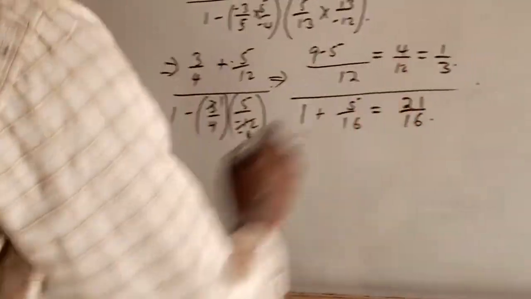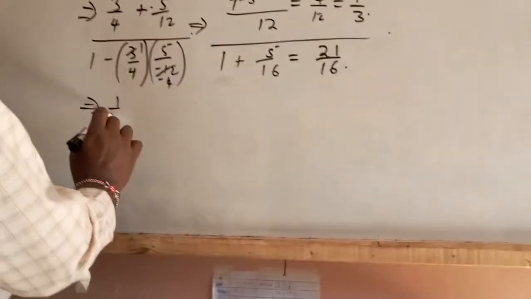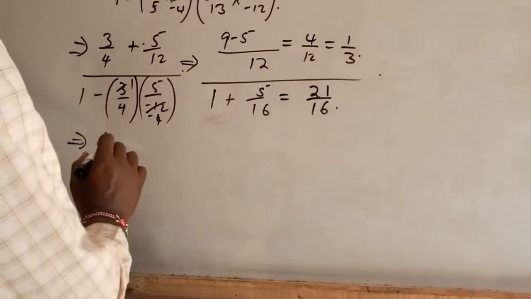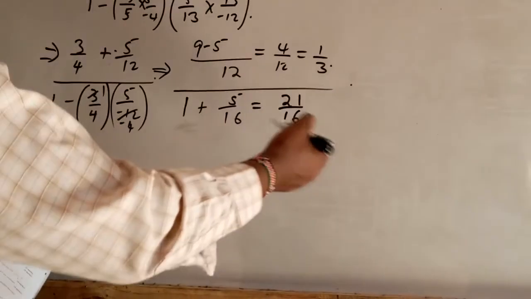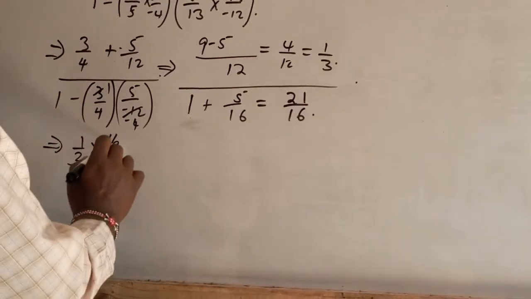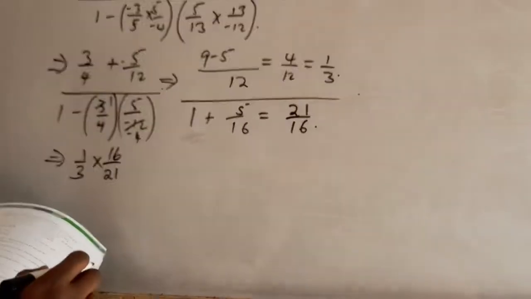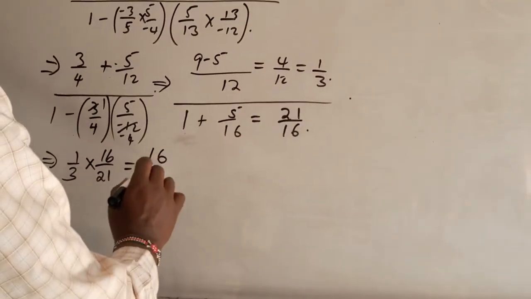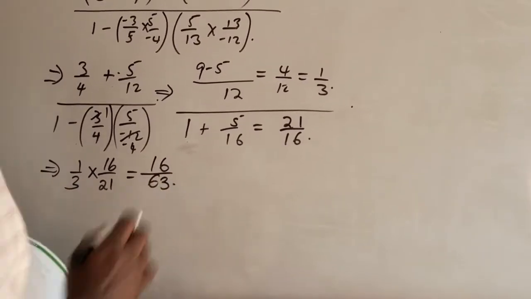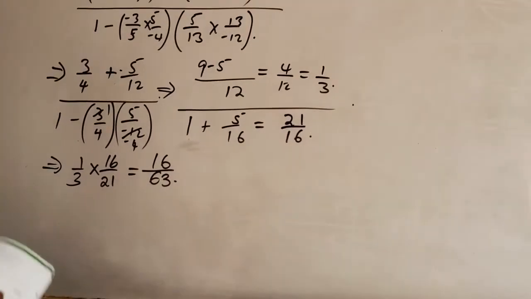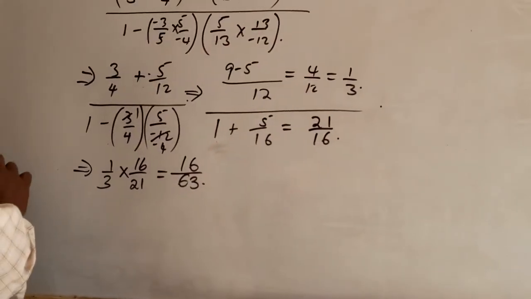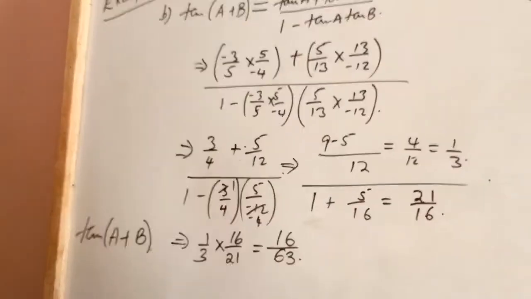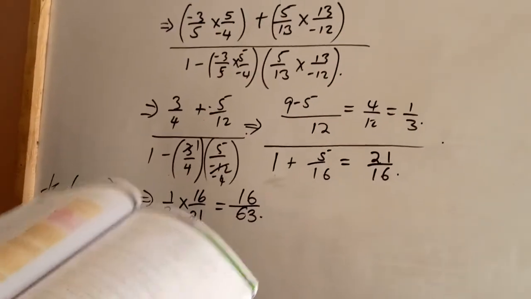And basically what we are having is now a third divided by 21 out of 16, which is the same as multiplying by the reciprocal of the divisor, 16 out of 21, and this gives us 16 out of 63. And 16 out of 63 is what has been realized to be the tangent of A plus B.